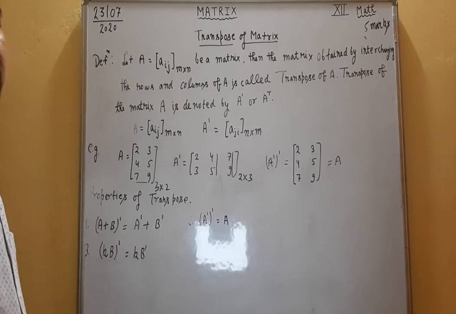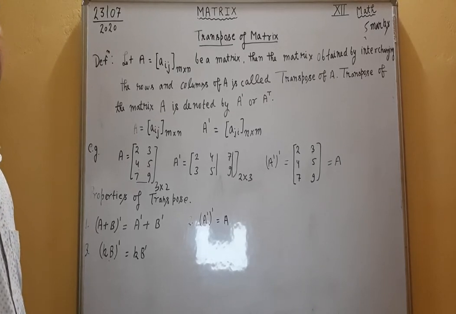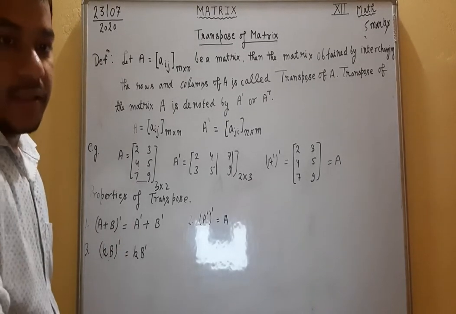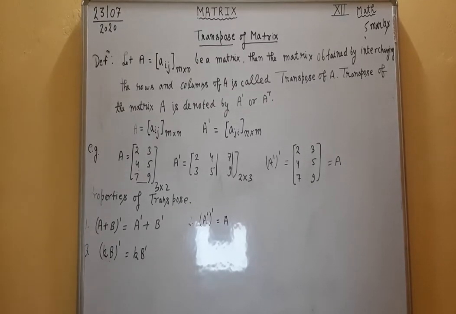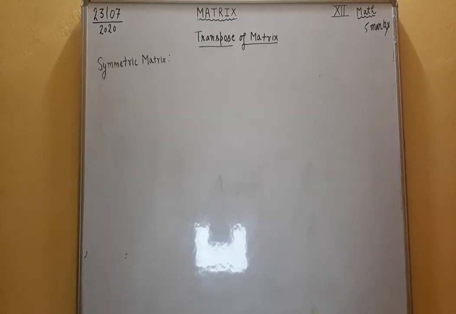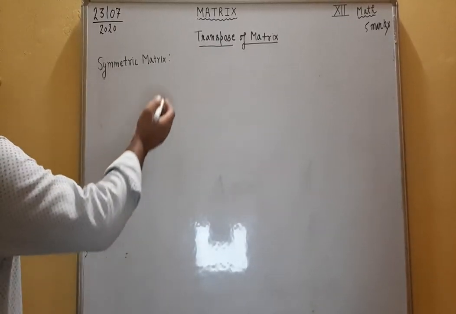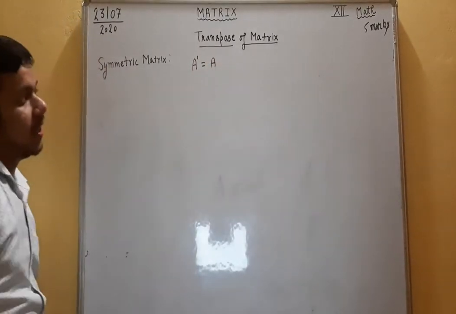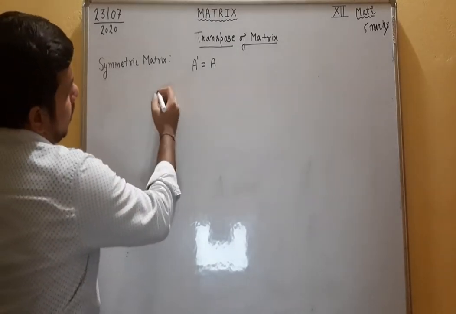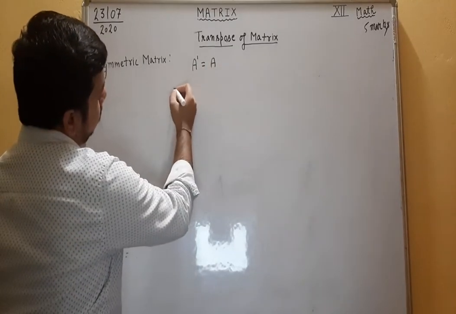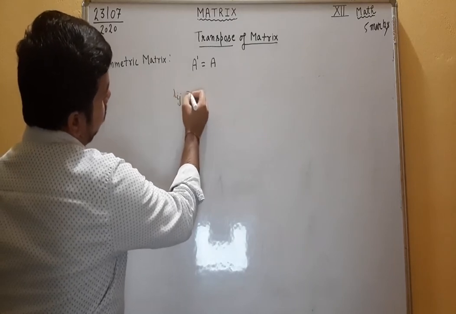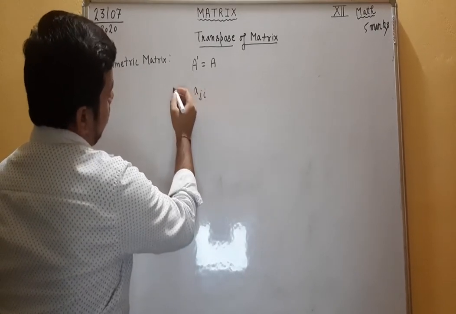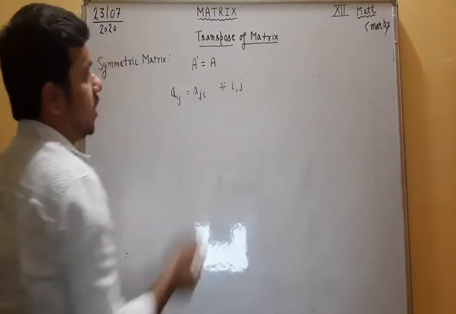Now, on the basis of the transpose, there are some special types of matrix. First type is symmetric matrix. What is the symmetric matrix? So let us see the definition of the symmetric matrix. A matrix is called a symmetric matrix if its transpose is equal to itself. Means A dash is equal to A. A dash is equal to A means what? Aij is equal to Aji in terms of entries for all i and j.